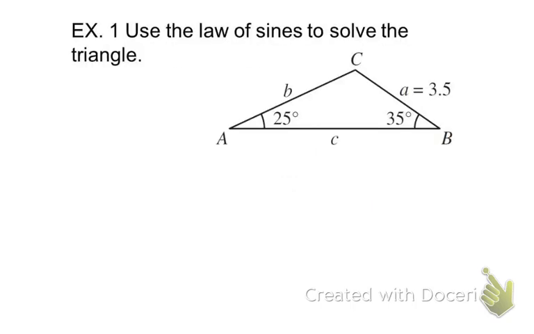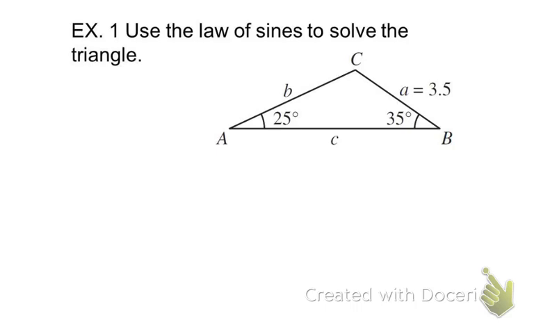So let's look at our examples. Example 1, we are using the law of sines to solve the triangle. And remember, when you're solving a triangle, that means to find all sides and angles. So in this triangle, we were given angle A is 25 degrees, angle B is 35 degrees, and side a is 3.5. So the first thing I want to solve for is angle C.